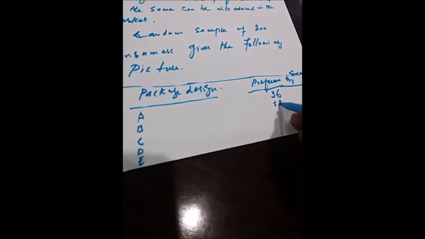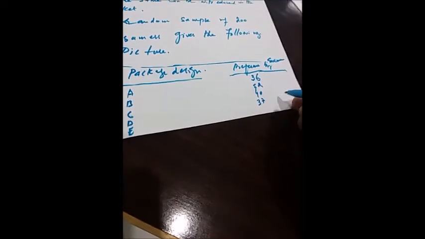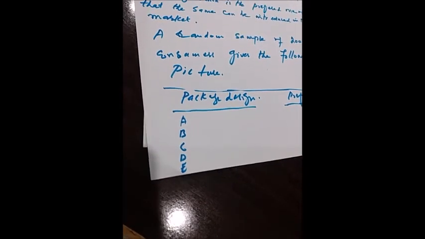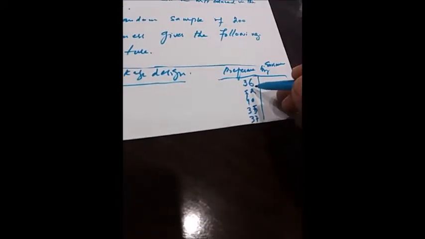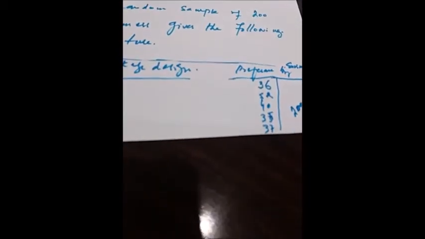52 consumers preferred the packaging B. 40 consumers preferred the packaging C. 37 consumers preferred the packaging D. 35 and 37 preferred the packaging E. So the total consumers are 200. 200 consumers given the following picture.